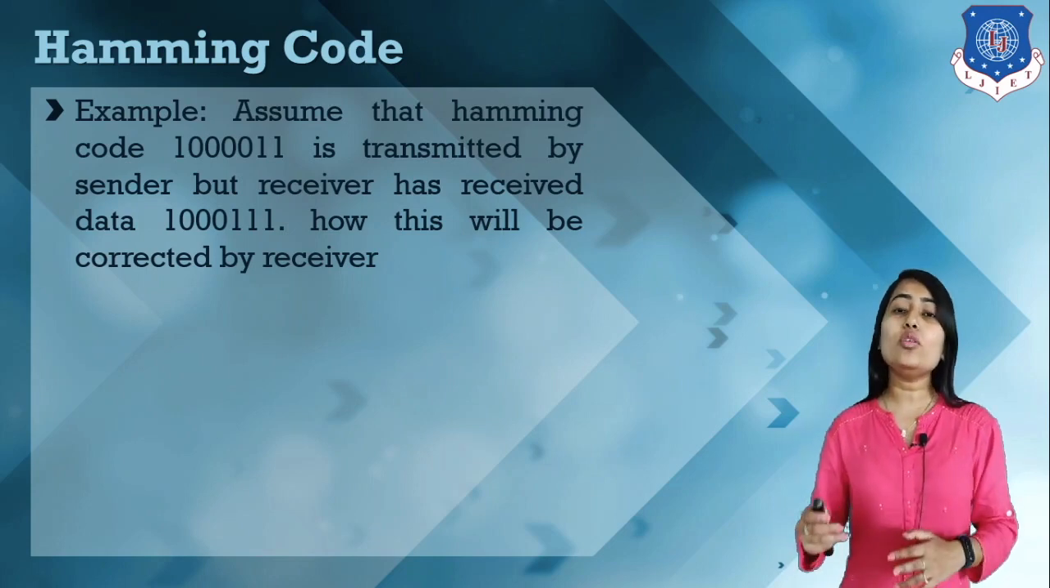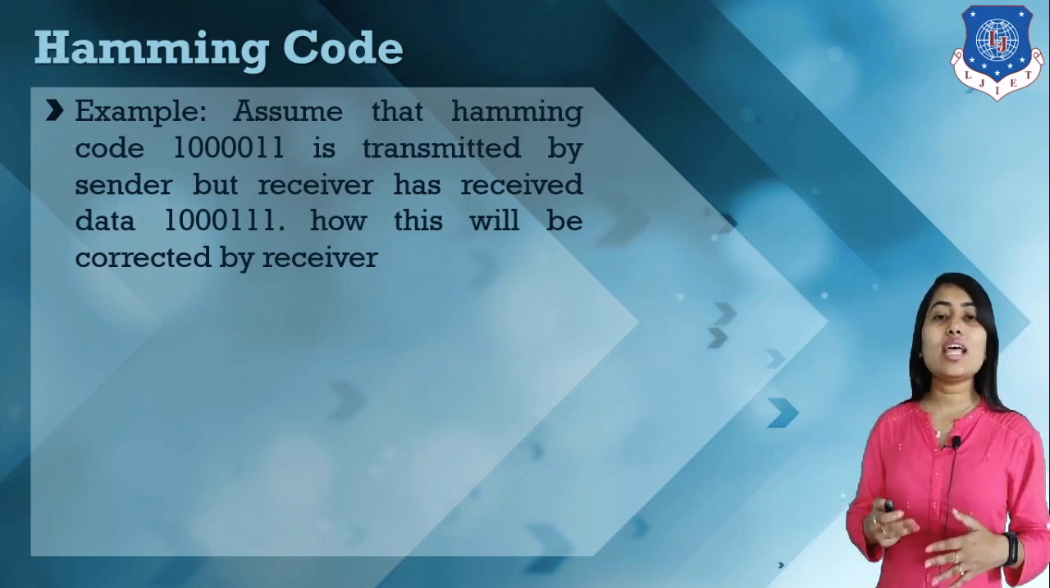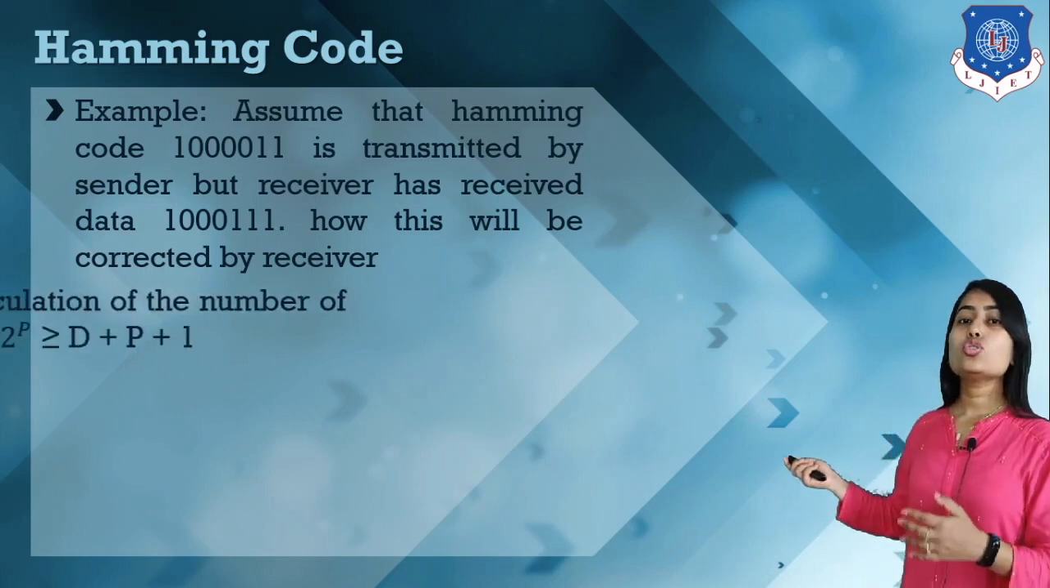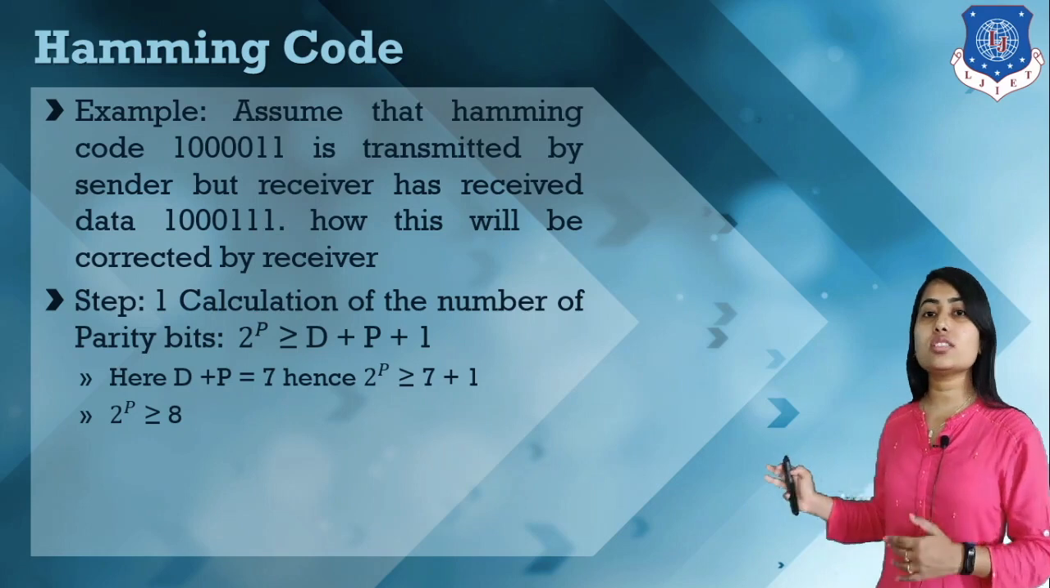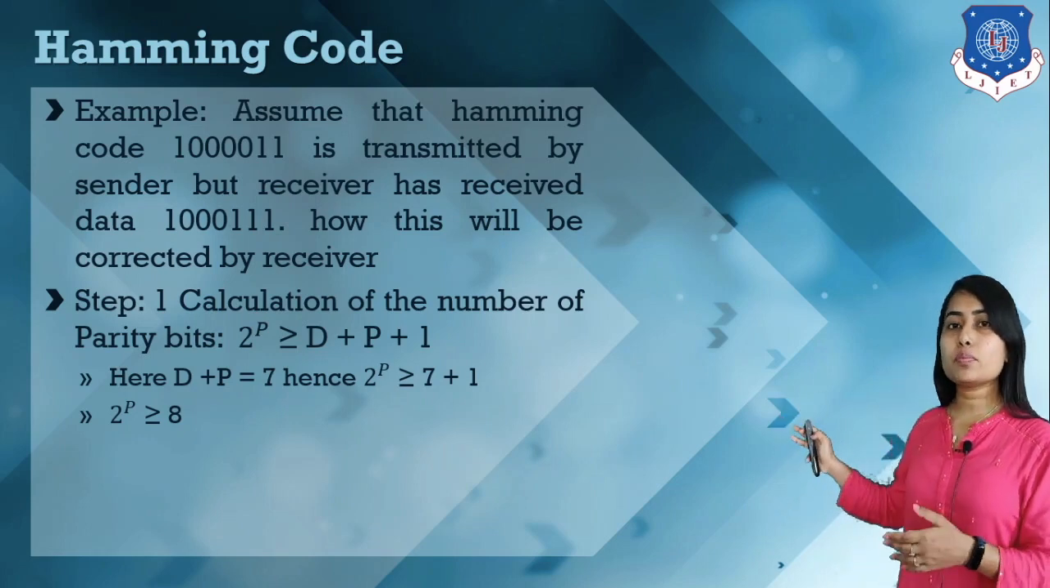But how can the receiver identify that? Let's discuss this with the example. First, identify the number of parity bits through this equation. Here we have d plus p equal to 7.